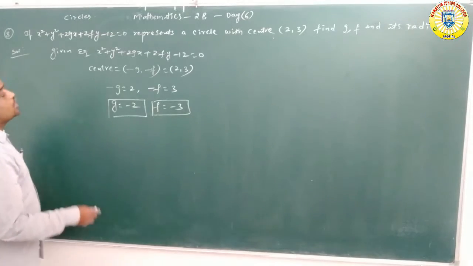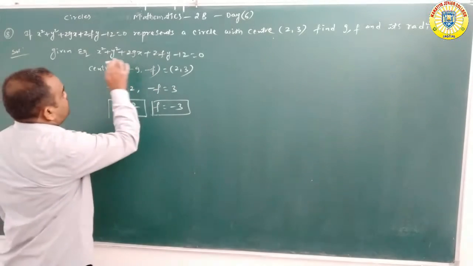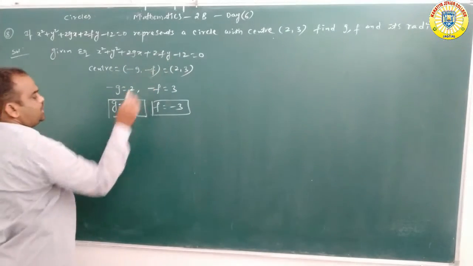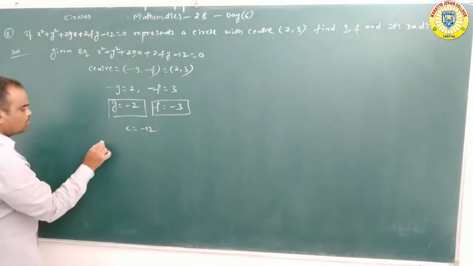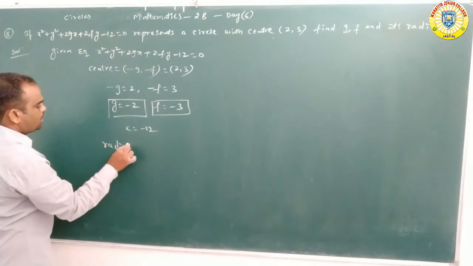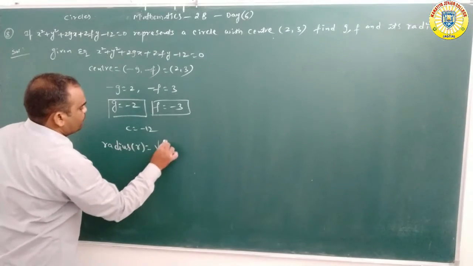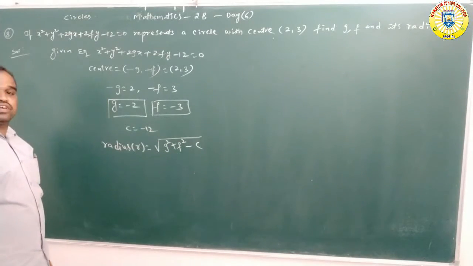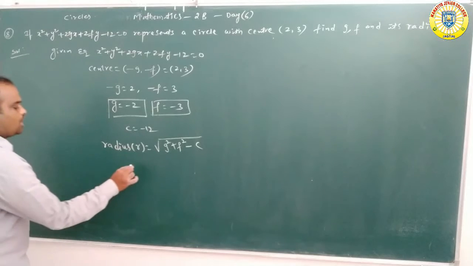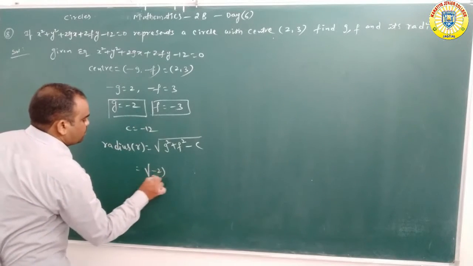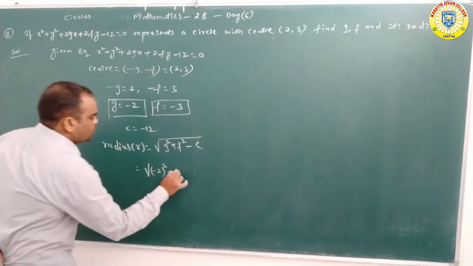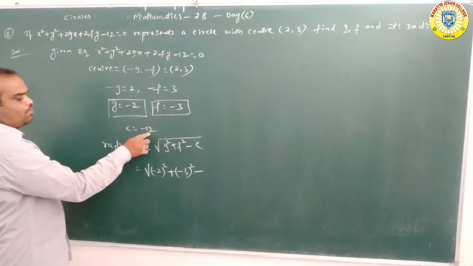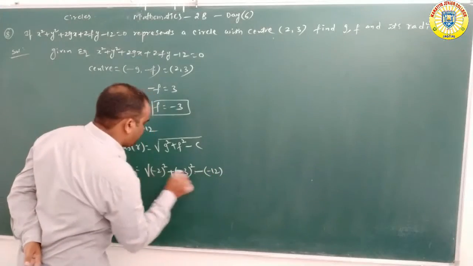Now for the radius, compare the given equation with x square plus y square plus 2gx plus 2fy plus c equals 0. Here c is equal to minus 12. The radius of the circle is the square root of g square plus f square minus c, that is the square root of (minus 2) square plus (minus 3) square minus c, where c is minus 12.